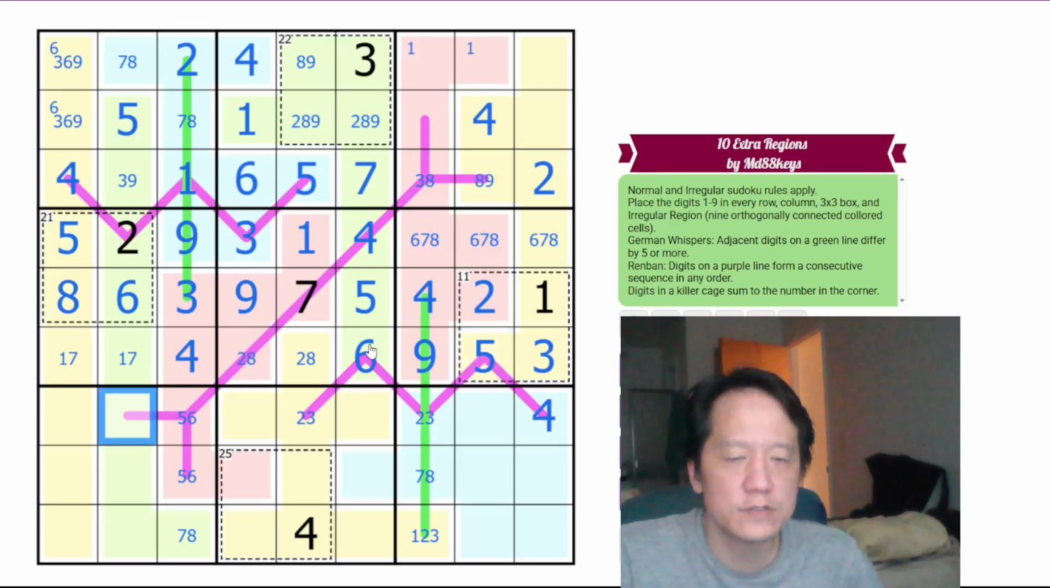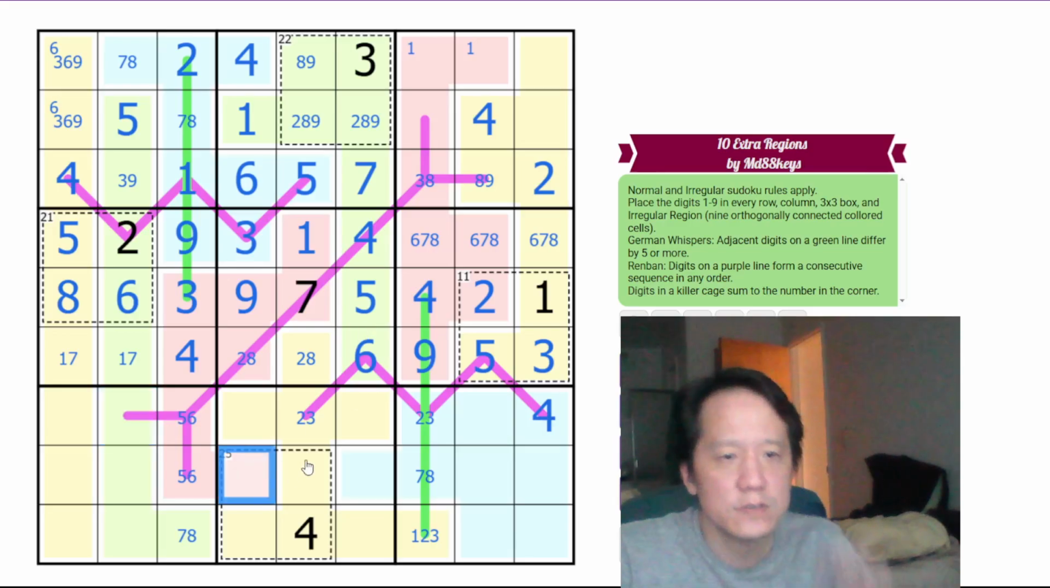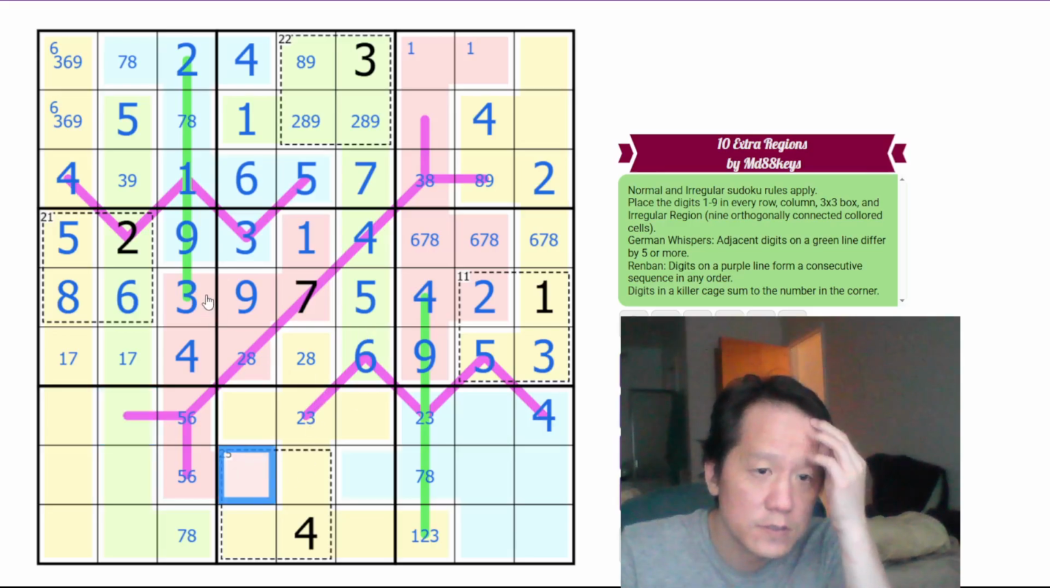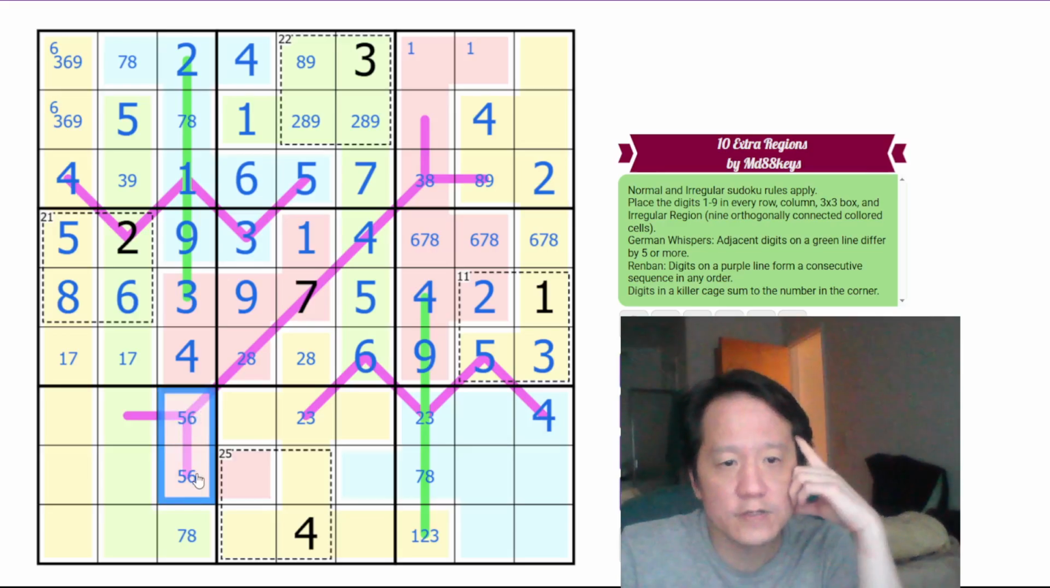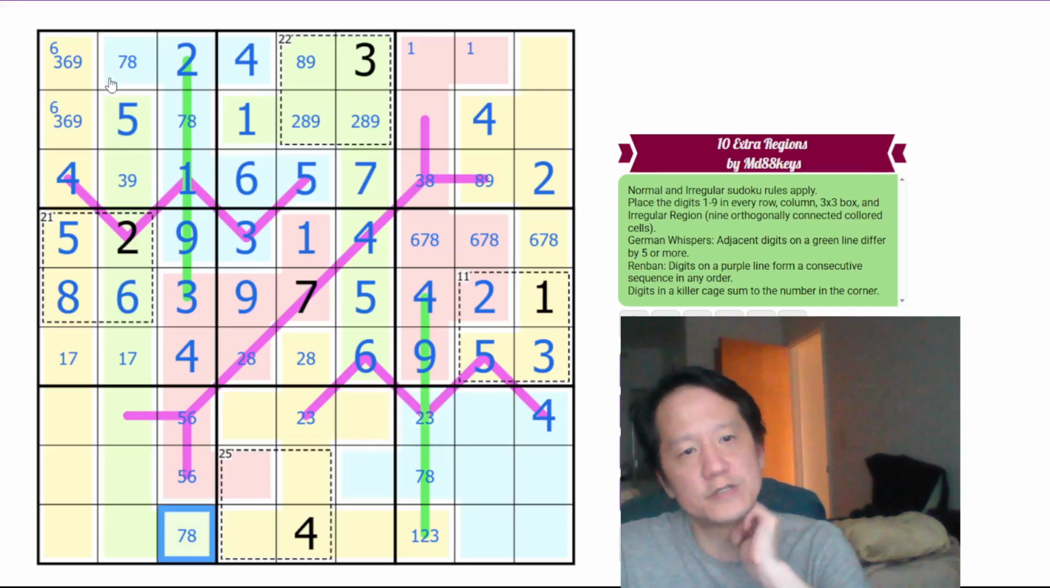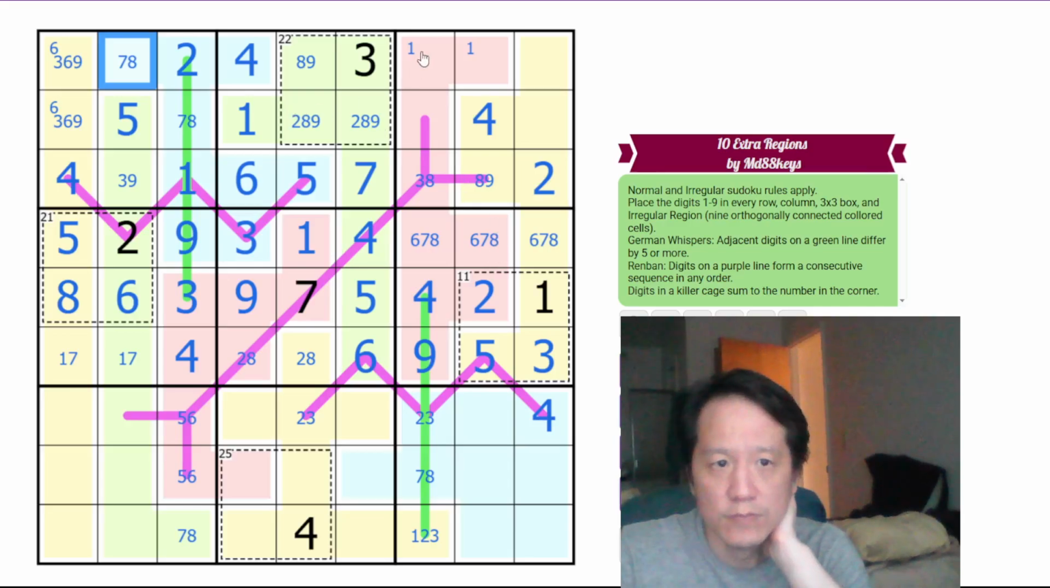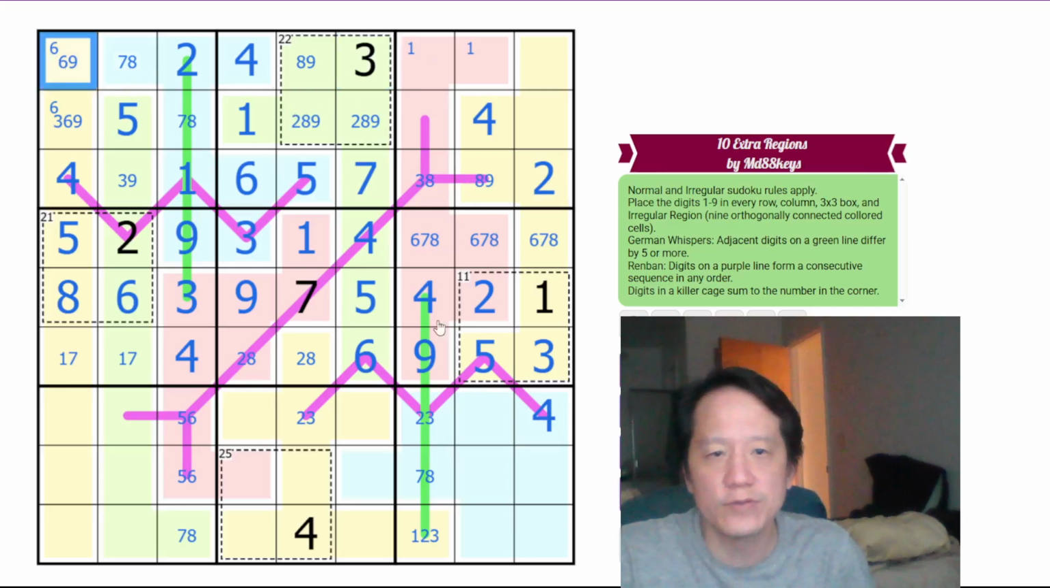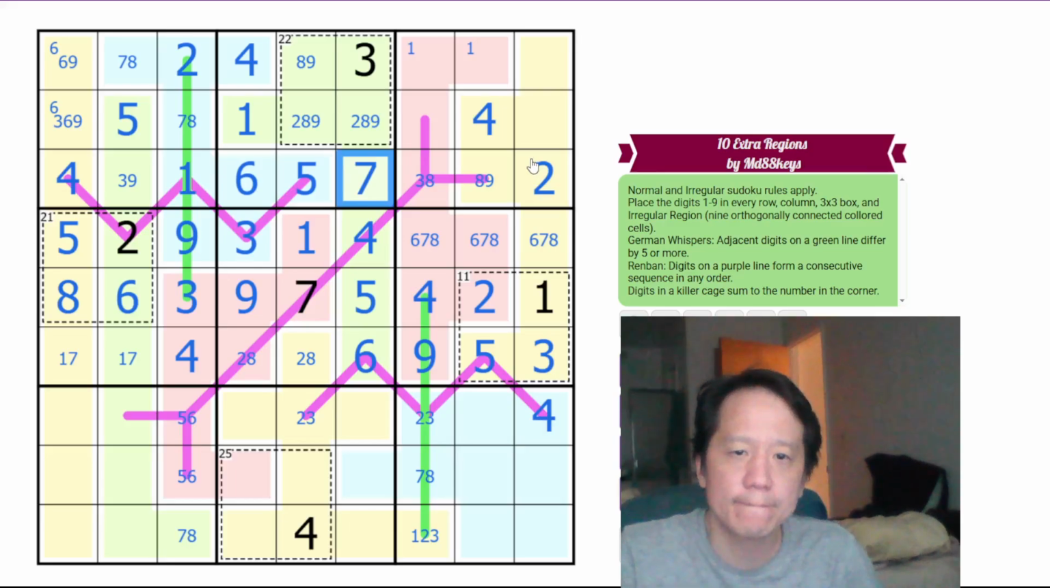What is this? 6 is here, 6 has to be here, 5 has to be here. This digit is the same as that digit. This 3 means this can't be 3. We have 1, 3, 5 here.